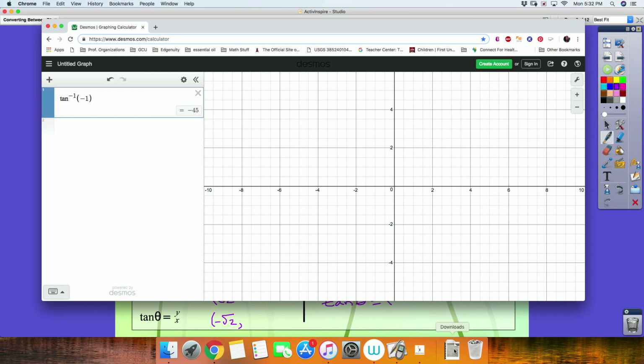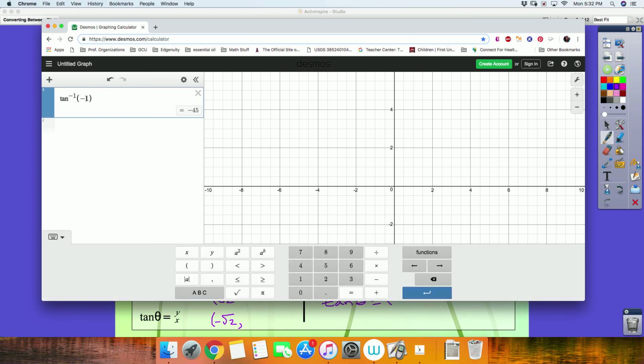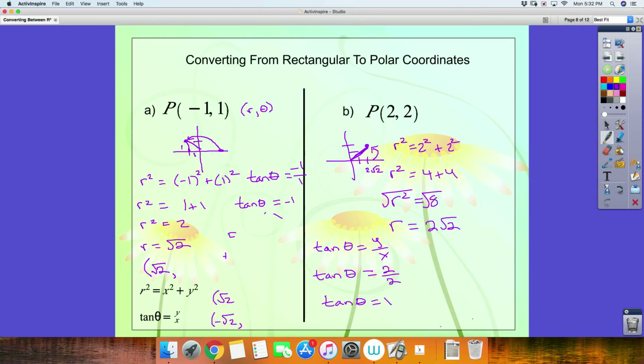Bringing back our graphing calculator, we can do the inverse tangent of 1, and that gives us a positive 45 degrees. So in degree mode, my answer is 2 root 2, comma 45. But remember, that's if we're going counterclockwise. What if we started at negative 2 root 2, sorry, that's a root 2, and we wanted to go that way?